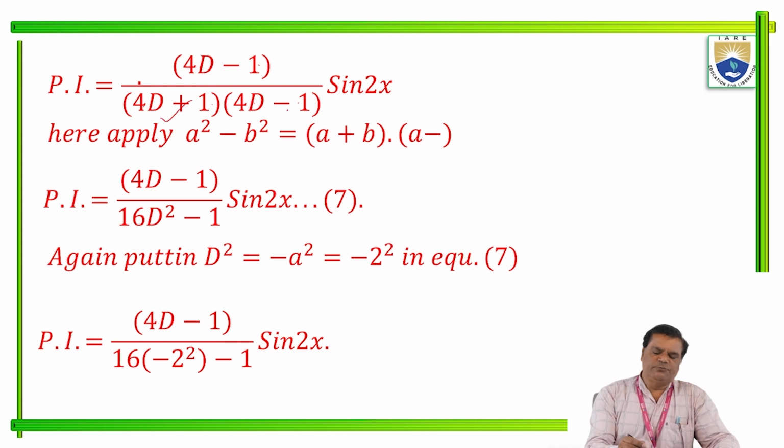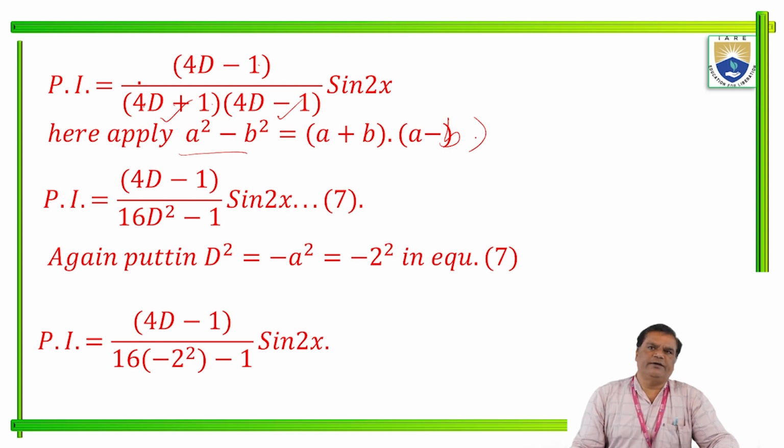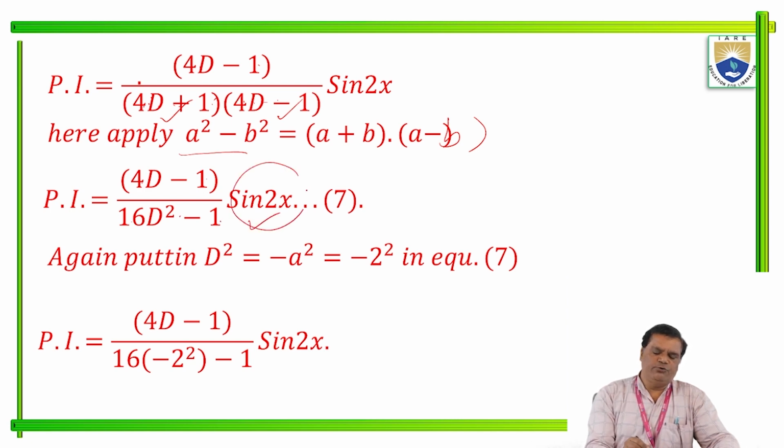Why are we multiplying by this 4D minus 1? Because the same bracket has plus and minus 1, so we apply the formula a square minus b square equals a plus b into a minus b. So we can write the numerator 4D minus 1 upon the square of 4D minus 1 square, that is 16D square minus 1, into sin 2x.